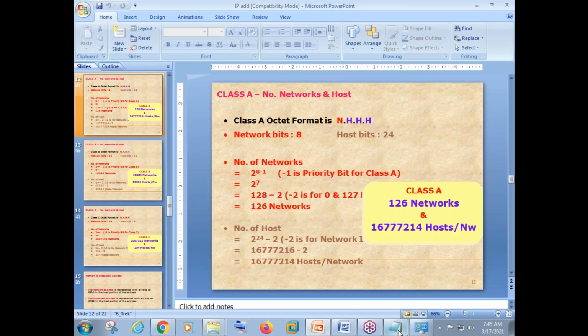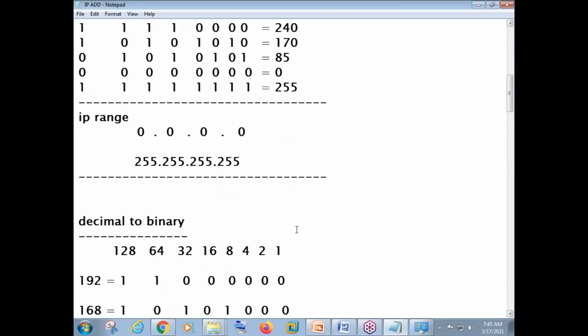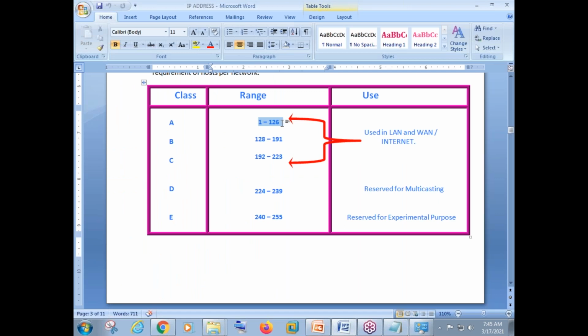So class A, as we said here, is 1 to 126. So totally how many networks did we get here? We got totally 126 networks.